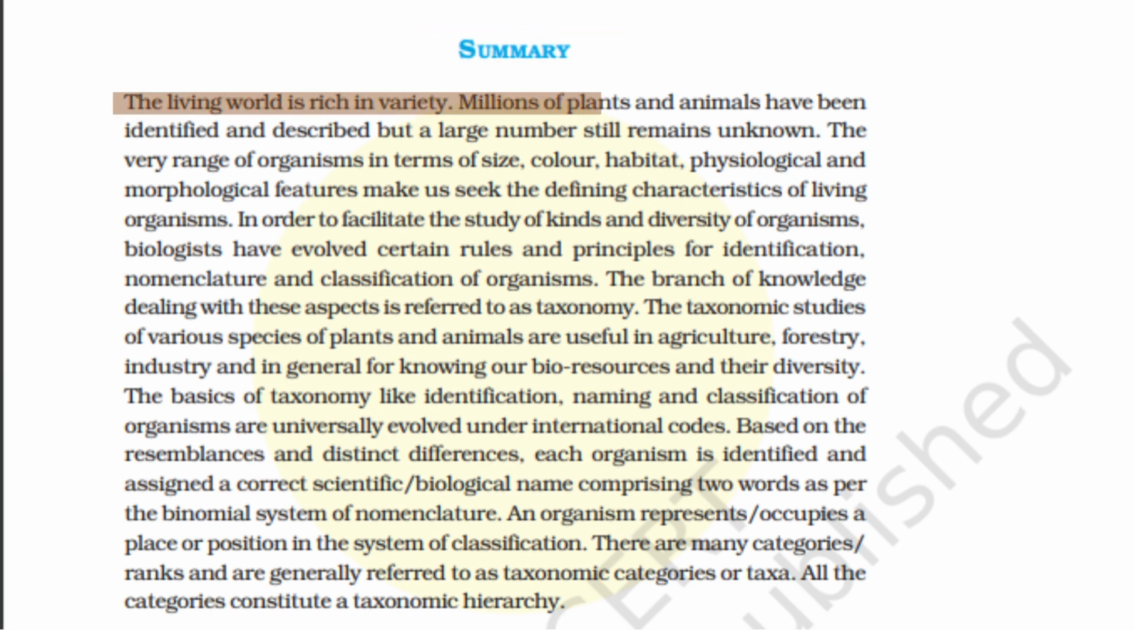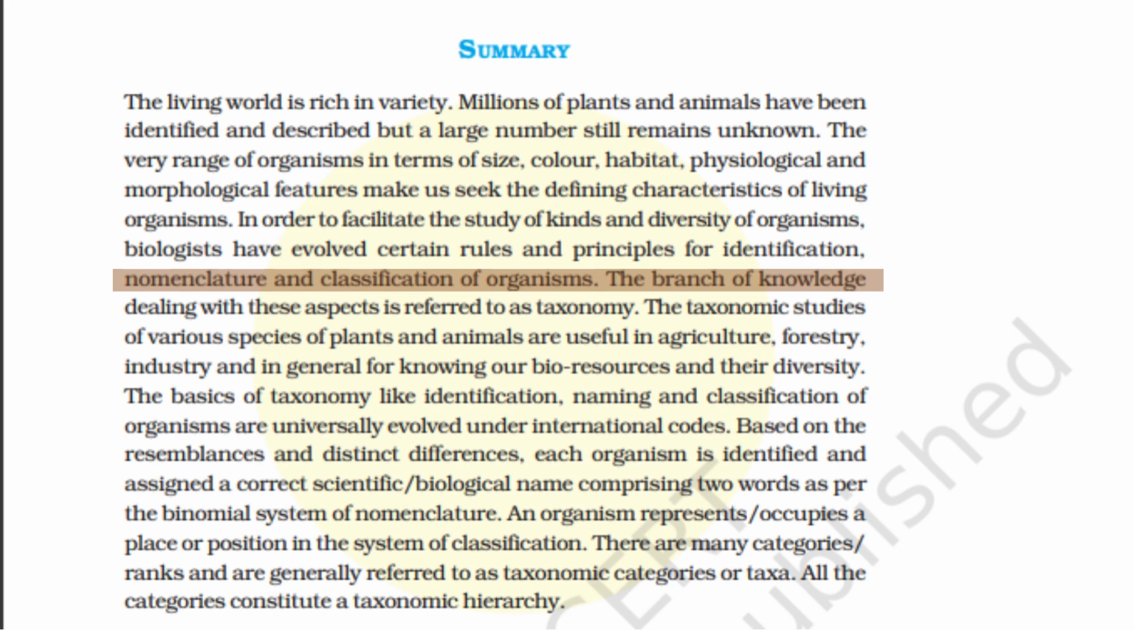Summary. The living world is rich in variety. Millions of plants and animals have been identified and described, but a large number still remains unknown. The very range of organisms in terms of size, color, habitat, physiological and morphological features make us seek the defining characteristics of living organisms. In order to facilitate the study of kinds and diversity of organisms, biologists have evolved certain rules and principles for identification, nomenclature, and classification of organisms.